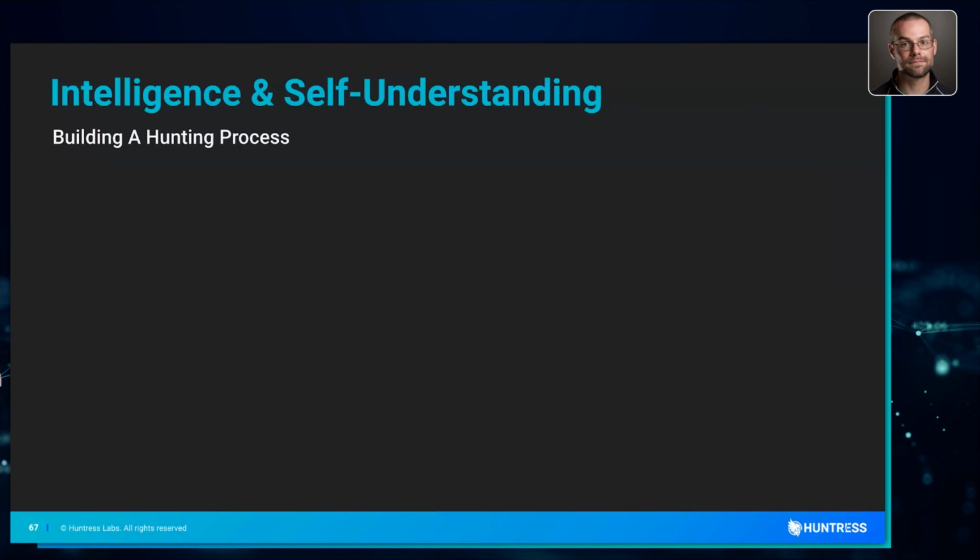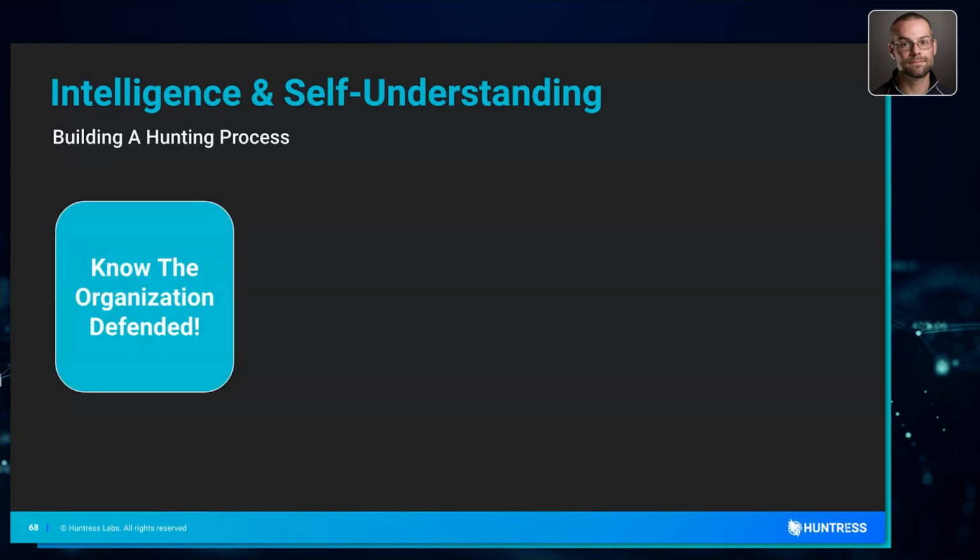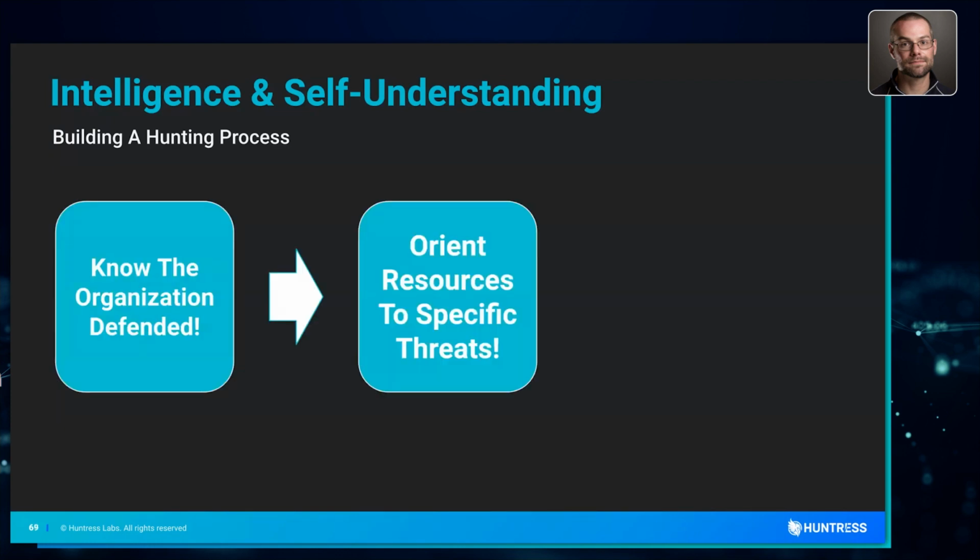This sense of self-understanding is a type of intelligence that is seldom reflected within the landscape, unfortunately, but is critical in coming up with a viable, sustainable threat hunting as well as threat intelligence process. Because we must know the organization defended, which drives us to orient resources to specific threats. We can't cover everything. We just don't have the time, resources, et cetera, to do so.